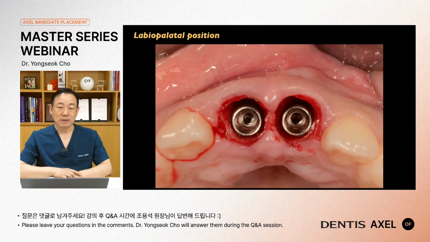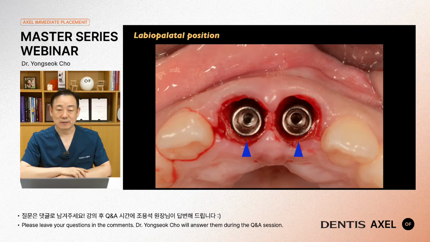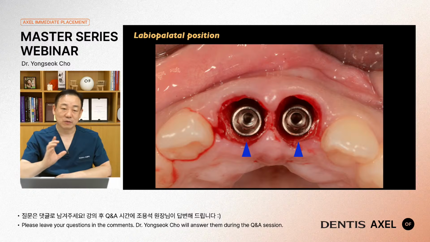Then let's talk about the labiopalatal position. It is also very critical for aesthetic outcome. We must position the implant to the palatal side. When we finish the implant installation, the implant body should be in contact with palatal bone.